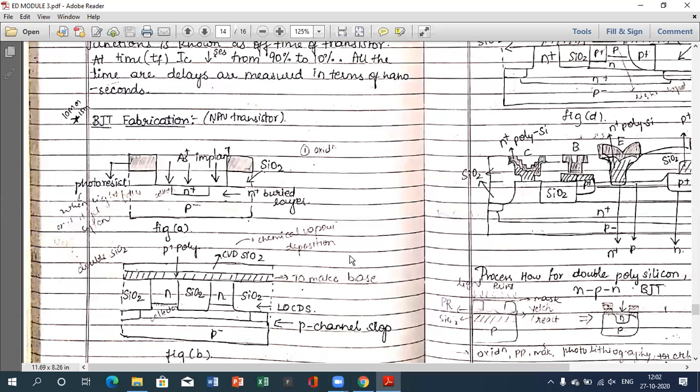Fabrication is the stepwise construction of a transistor, whether it is a BJT, an FET, or a MOSFET. We are going to discuss BJT fabrication in the next session.